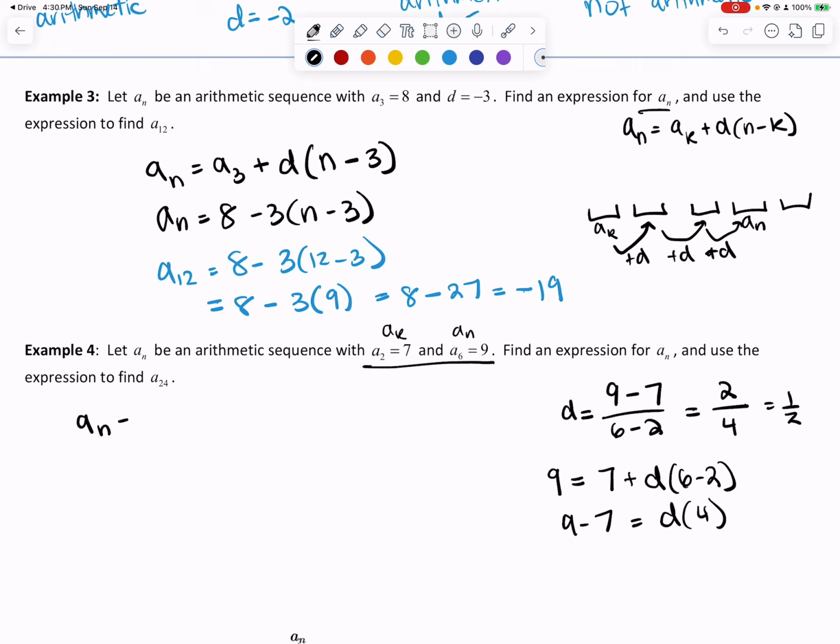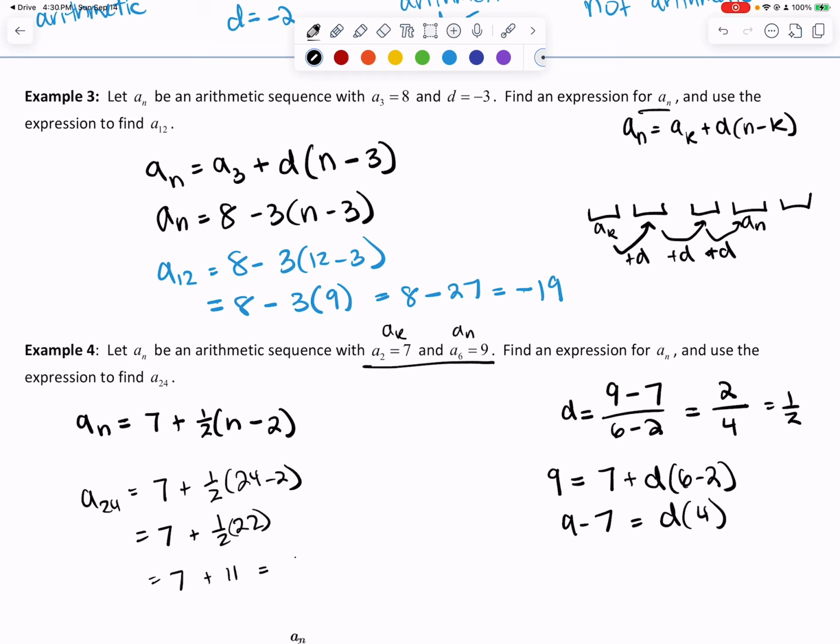So let's write our formula for a sub n. You can use either of your known terms. I'm going to start with the earlier one, but it doesn't matter which one you do. And minus, now make sure that the number you put here is the term number of the number you put here. So 7 is the second term, so what goes there is the second term. All right, and then I want to find a sub 24, so that is 24 minus 2. That's 1/2 of 22, so we have 7 plus 11, that's 18.